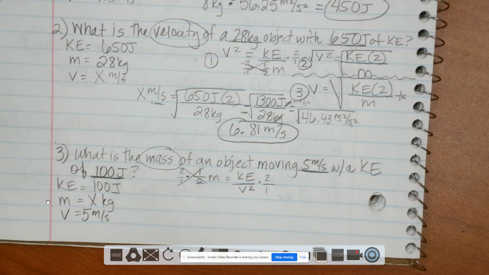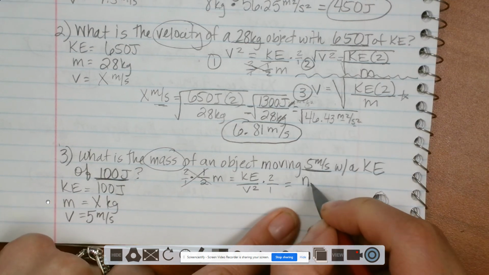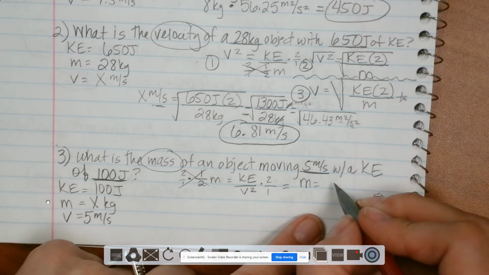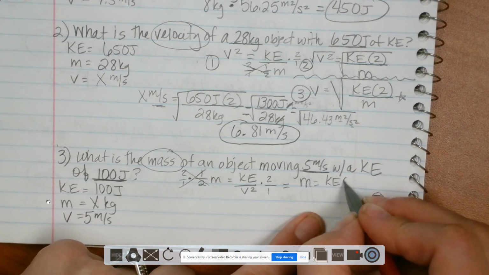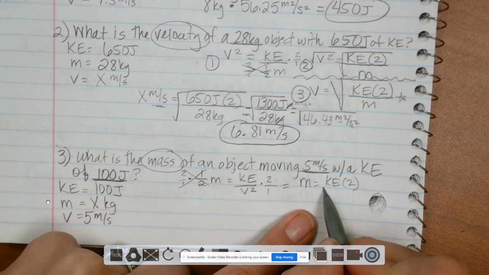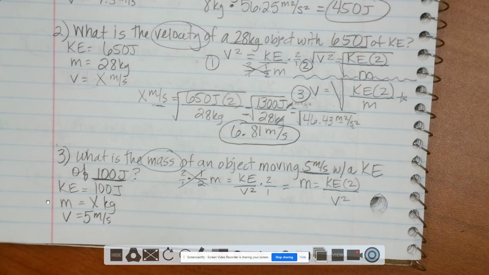The same place we went last time. Kinetic energy times 2. So that's going to be mass equals, so I got rid of the half by multiplying by the reciprocal. Kinetic energy times 2 looks just like the one above, right? Kinetic energy times 2. And this time it's dividing it by velocity squared. I can't get rid of the squared yet. I still have to deal with that squared.